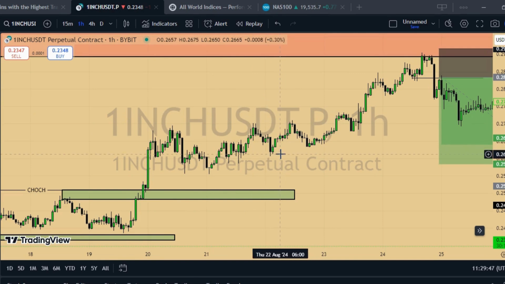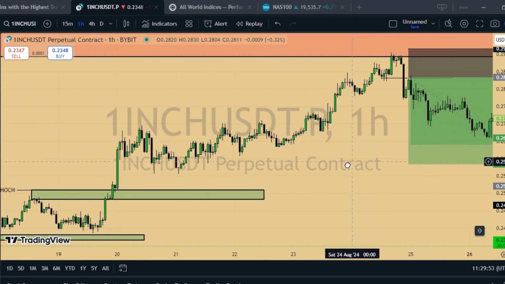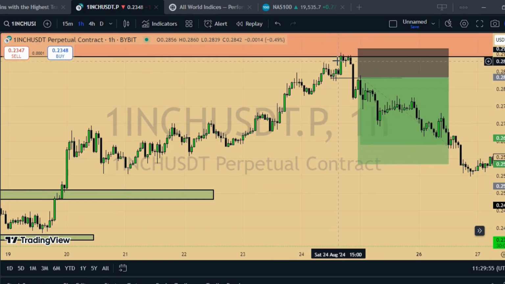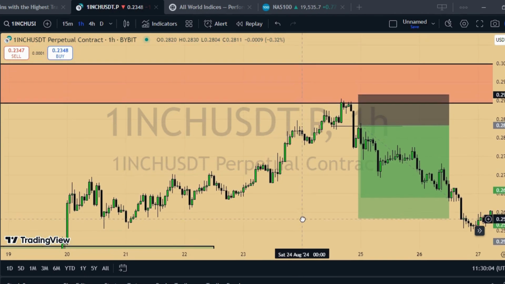I kept calm. I was waiting for price to get to my point of interest. And when price did, I didn't just rush to make an entry. I was waiting for confirmation, because price can continue its up move without respecting this zone.